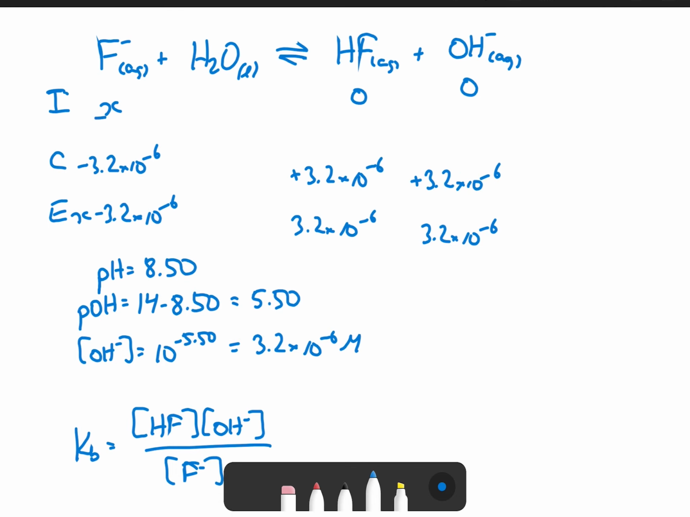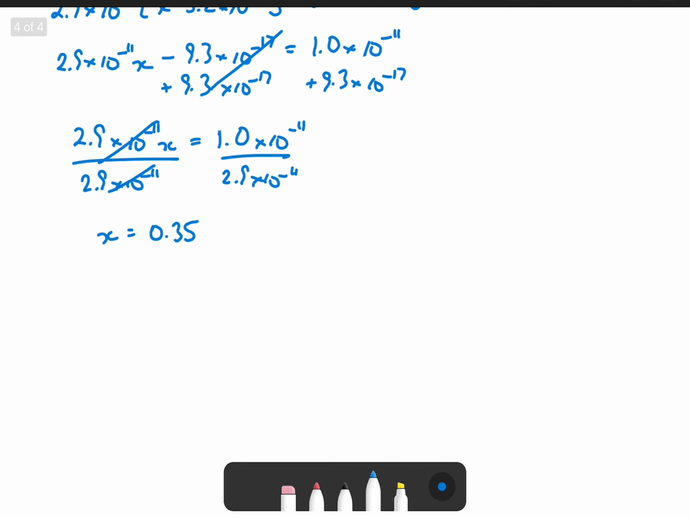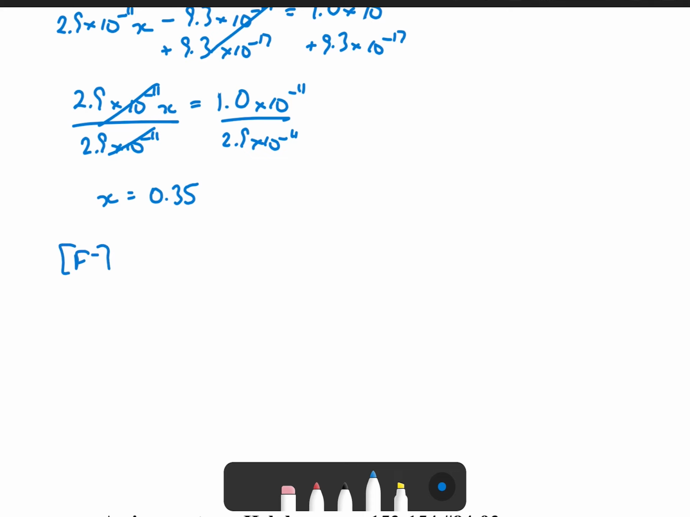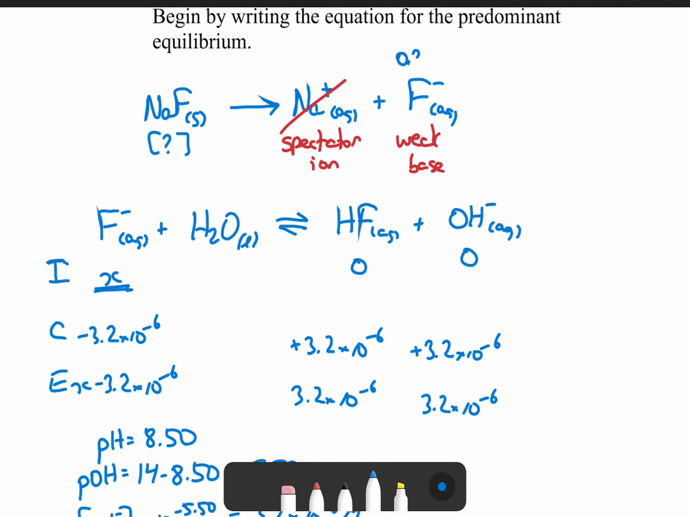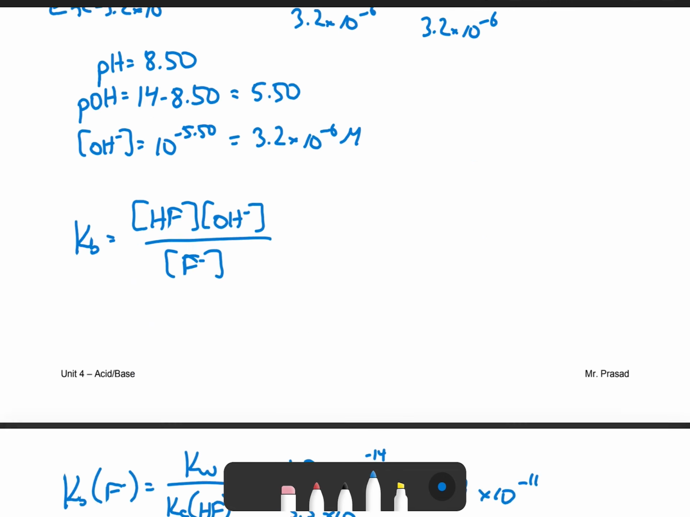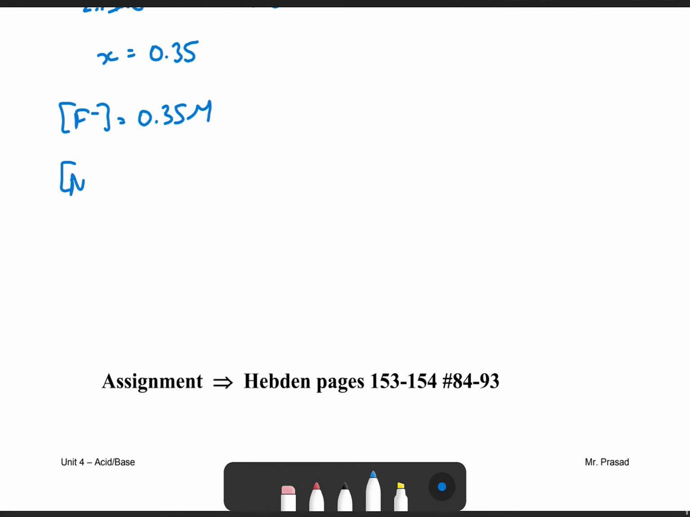we find that x to 2 sig figs will be equal to 0.35. Going back to our ice table, we defined x as the initial concentration of F minus. So the concentration of F minus is equal to 0.35 molar. And if we go back here, if we see that the molarity of F minus is 0.35 molar, the molarity of NaF would also be 0.35 molar. It's a 1-to-1 mole ratio going across the dissociation of the salt. Therefore, the molarity of NaF initially is also 0.35 molar, and there's our answer to this question here.